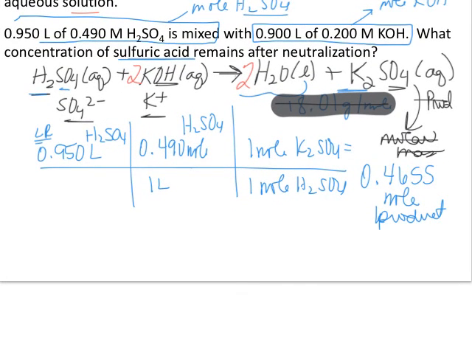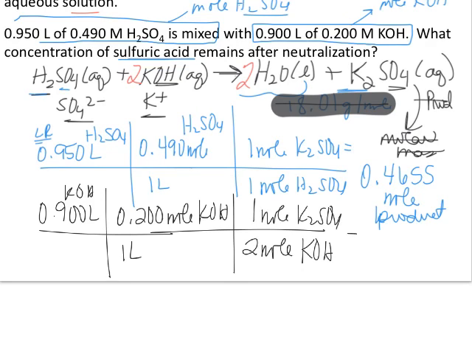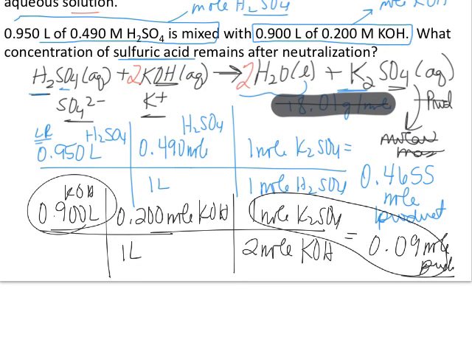Doing the same thing here for the KOH, we're going to do 0.900 liters of KOH. And for 1 liter, we have 0.200 moles of KOH. And looking at our balanced equation, for 2 moles, our coefficient of KOH, we have 1 mole of product, K2SO4. And when we put that in our calculator, we get 0.09 mole of product. Okay. Which one is the limiting reagent? It's the KOH.